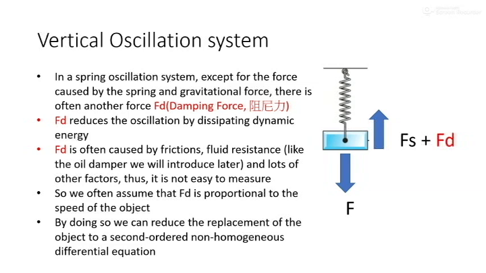The F denotes the force caused by the gravitation and is always pointing downwards, and the Fs denotes the force caused by the spring. When the object is below its original point, meaning the spring is pulling back, thus Fs is acting upwards. And if the object is above its original point, meaning that the spring is pushing the object downwards, thus the Fs will be pointing downwards.